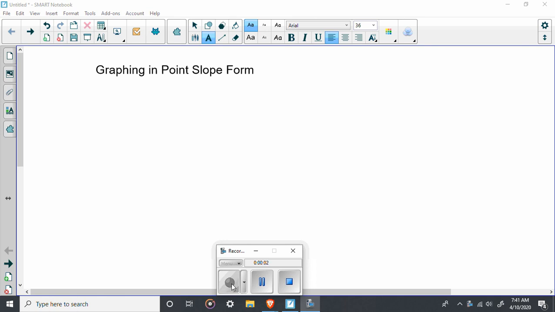I want to talk to you guys briefly today about graphing in point slope form. We haven't done a whole lot of work in point slope form, but it's something that may come up. It's more just to give you guys a different view on things.